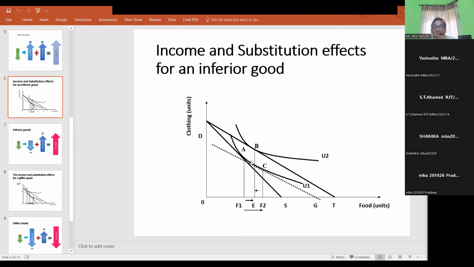Now here A to C, that is the substitution effect. This is the price effect or total effect. This is the income effect. It is covered by the substitution effect. The substitution effect is more powerful.